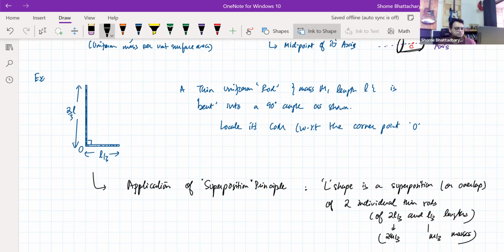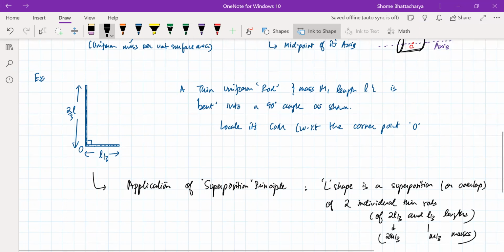Okay, understood this? Yes, sir. Okay, so now what you do is you take your origin as this corner point and take x and y axes, horizontal and vertical or whatever, and locate the coordinates of the center of mass. Okay, so that's what we mean by locate the center of mass with respect to the corner point. So that's how we are making use of the principle of superposition here.